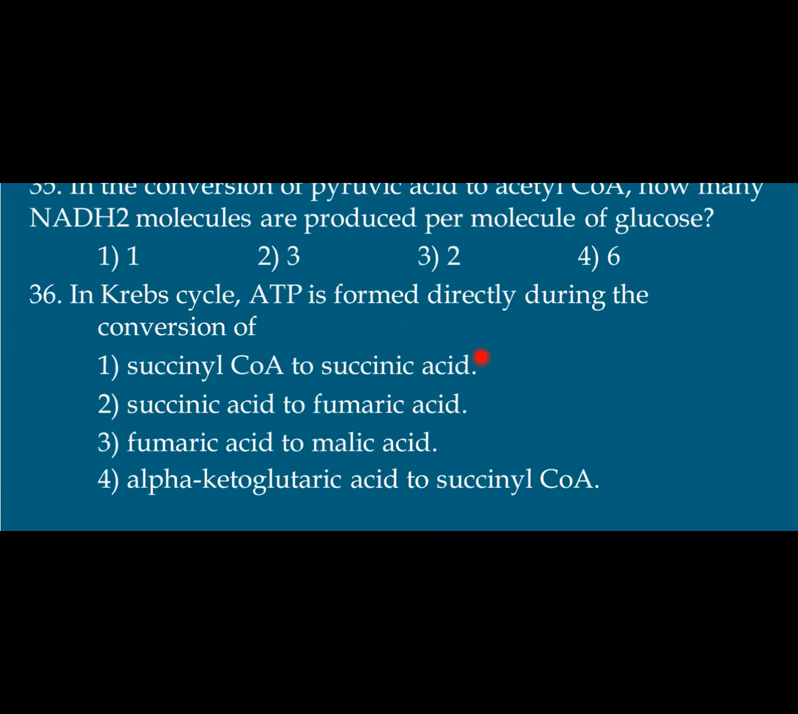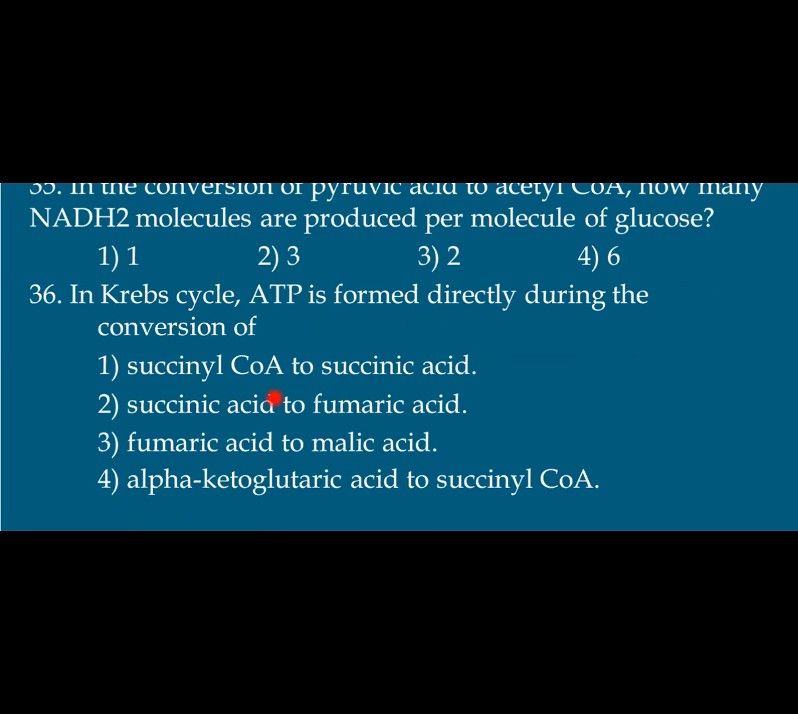Question number 36. In Krebs cycle, ATP is formed directly during the conversion of... Yes, this is a very important step. I have said this a few minutes back only. Where is ATP formed directly? Option 1, succinyl-CoA to succinic acid; succinic acid to fumaric acid; fumarate to malate; and alpha ketoglutarate to succinyl-CoA. So what is the answer, students?